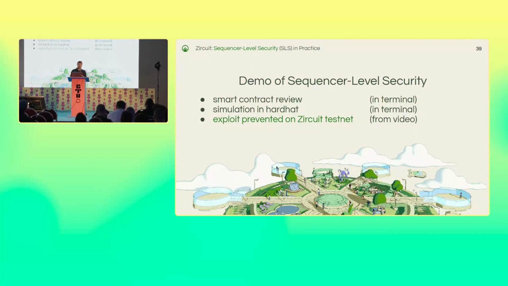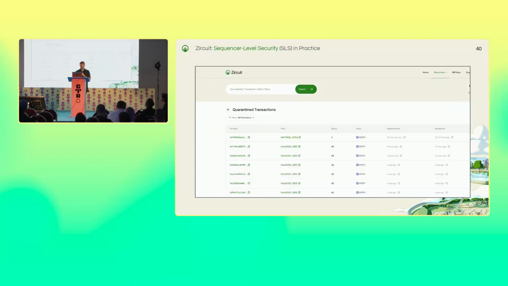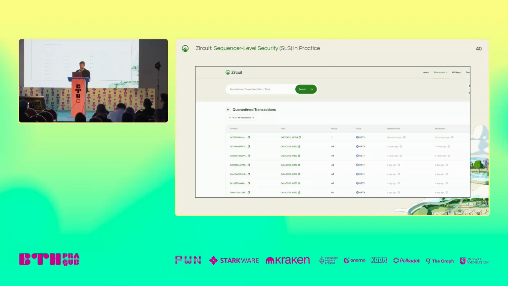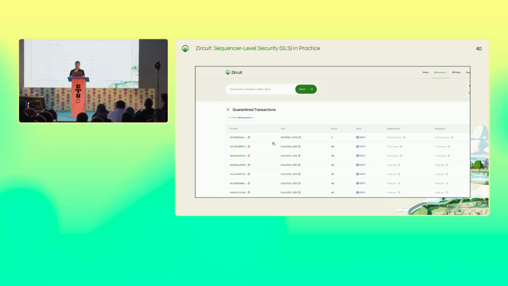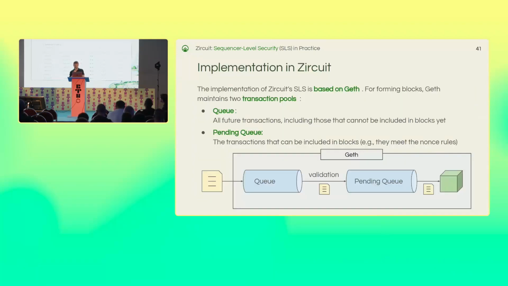So we have seen that Zerkit has successfully captured this transaction and quarantined it. Obviously, for non-technical users, this will also be displayed on the Block Explorer. This is a screenshot from our staging environment of the Block Explorer, showing how it is going to look when we launch our mainnet. And right here, if you can read this first transaction, this is the one that starts with 0x785. That's the one that was quarantined.